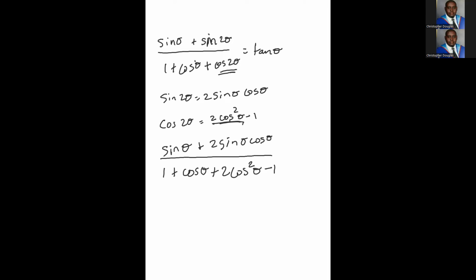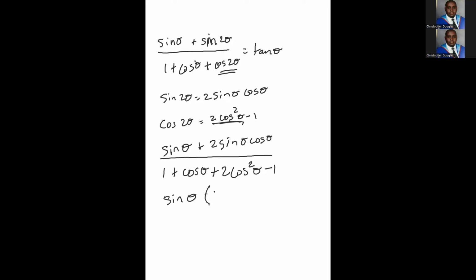Can I factorize that top part? Do I have anything that's common? Yes, I do have something that's common. What do I have that's common? I have sine theta as being common. Good. So let's continue. If I factor sine theta from the top, I'll have sine theta, open bracket. All right, that's the highest common factor.